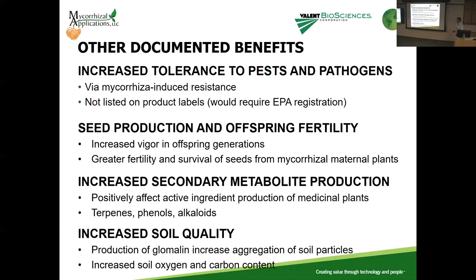And last but not least, increased soil quality. So the production of glomalin, this is a compound that increases the aggregation of soil particles. This is very important to maintain and improve soil health by mycorrhizae.